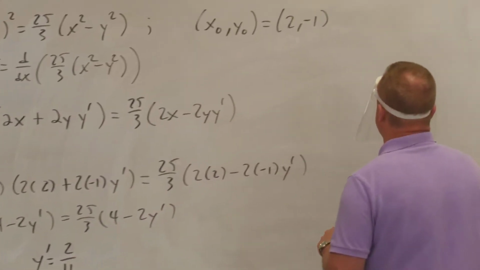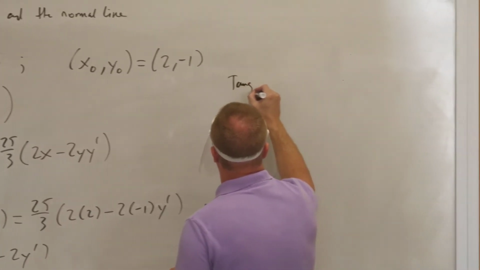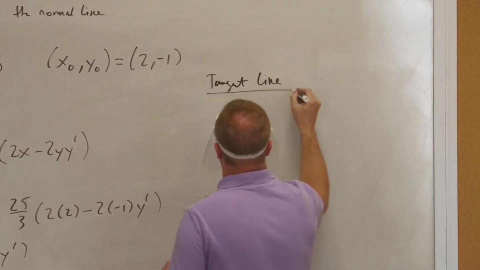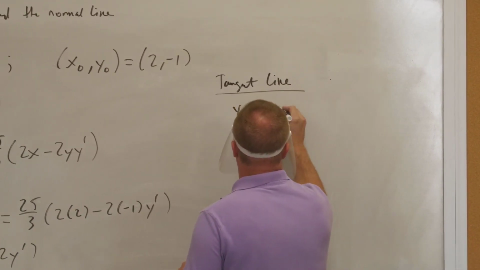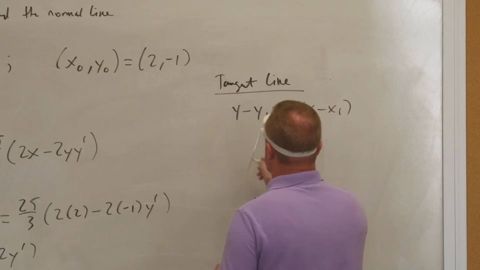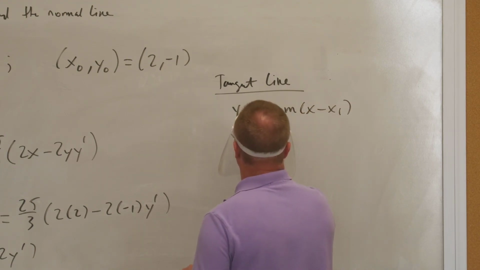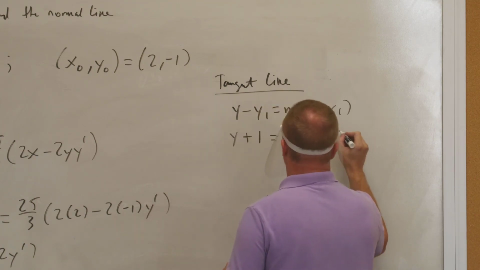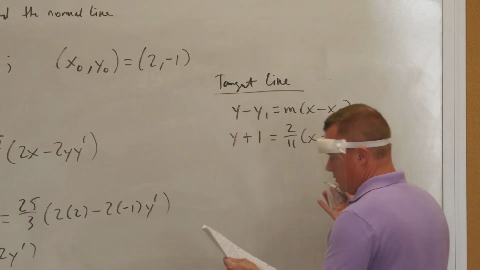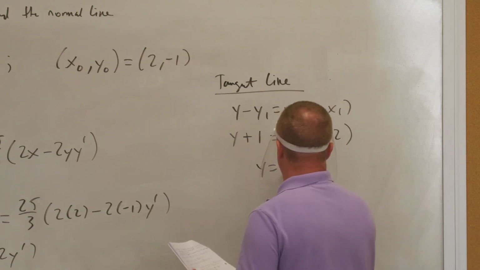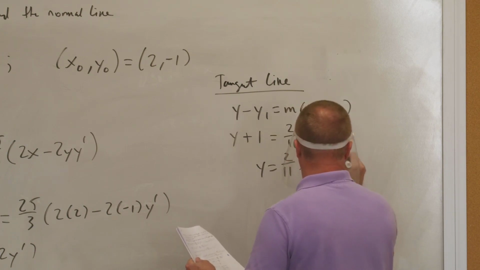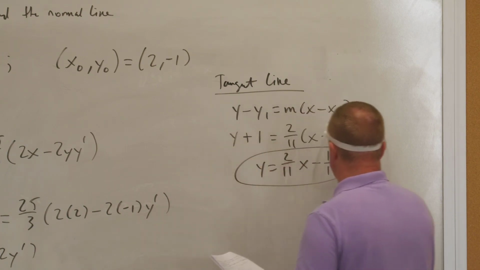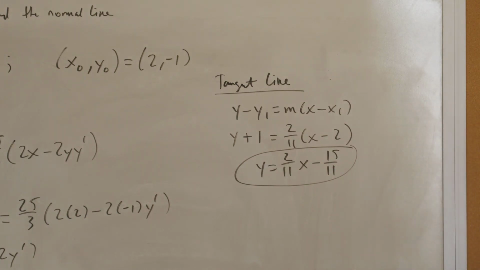Okay? So, to do our tangent line, then we will do point slope form. Y minus negative 1, so that'll be y plus 1, equals 2 over 11, x minus 2. And then normally we put it in slope-intercept form. That would be y equals 2 over 11 x minus 15 over 11, if you put that in slope-intercept form. All right? So that should be our tangent line. Any questions about that?